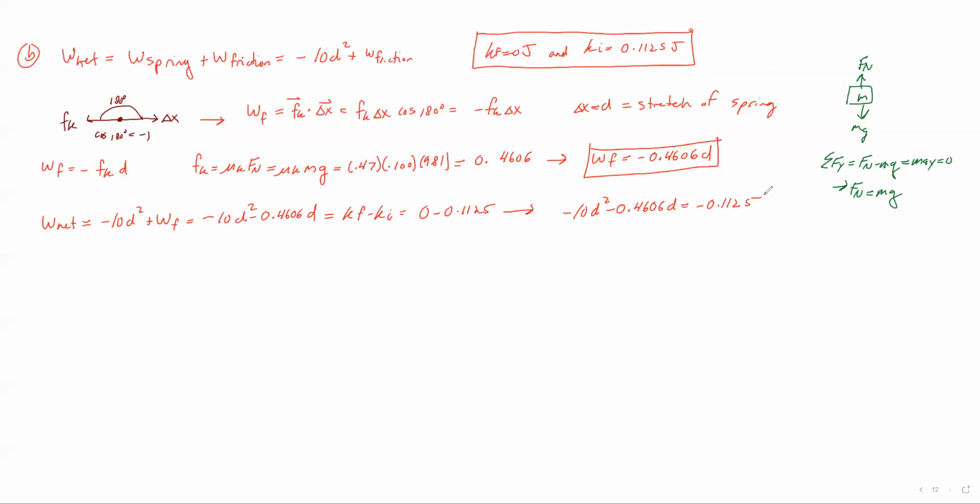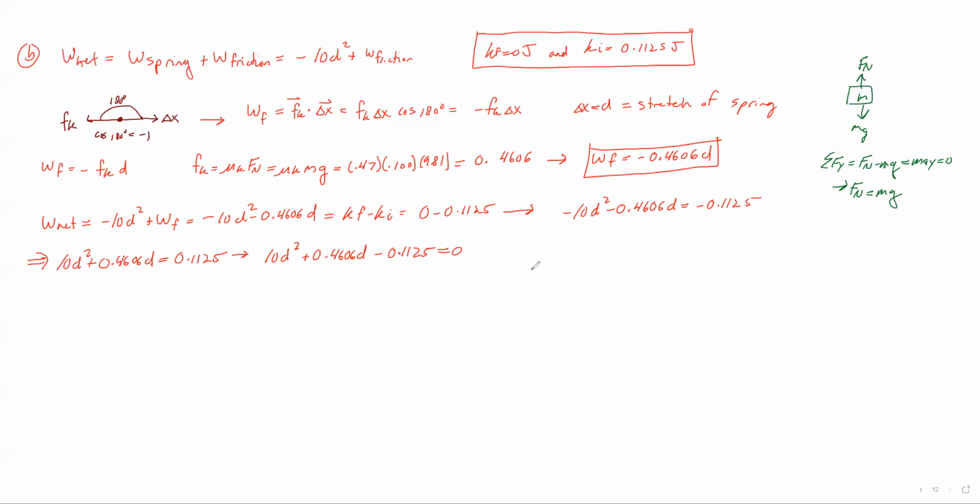Well, now what we want to do is change that around a little bit and make it better. So I'm going to make it positive. I'm going to bring this over and make it positive. So basically what we have is 10D squared plus 0.4606 D equals 0.1125. Now I'm going to bring that over. So I get that 10D squared plus 0.4606 D minus 0.1125 is equal to 0.